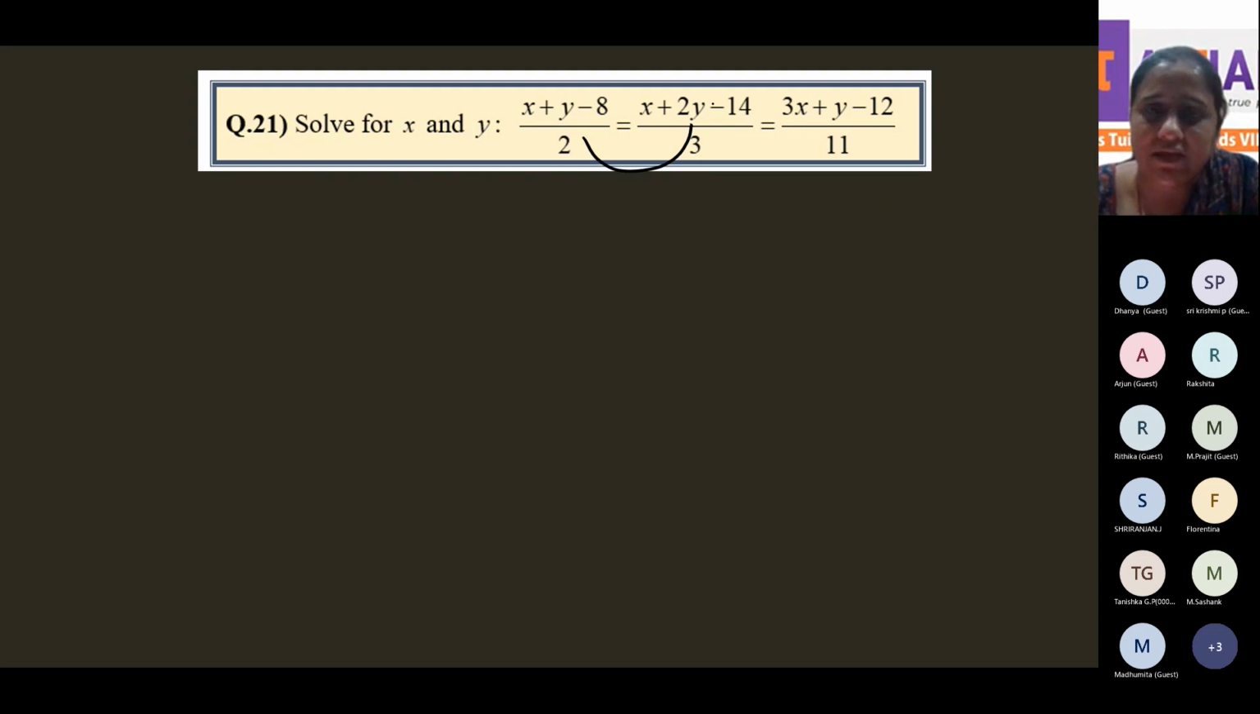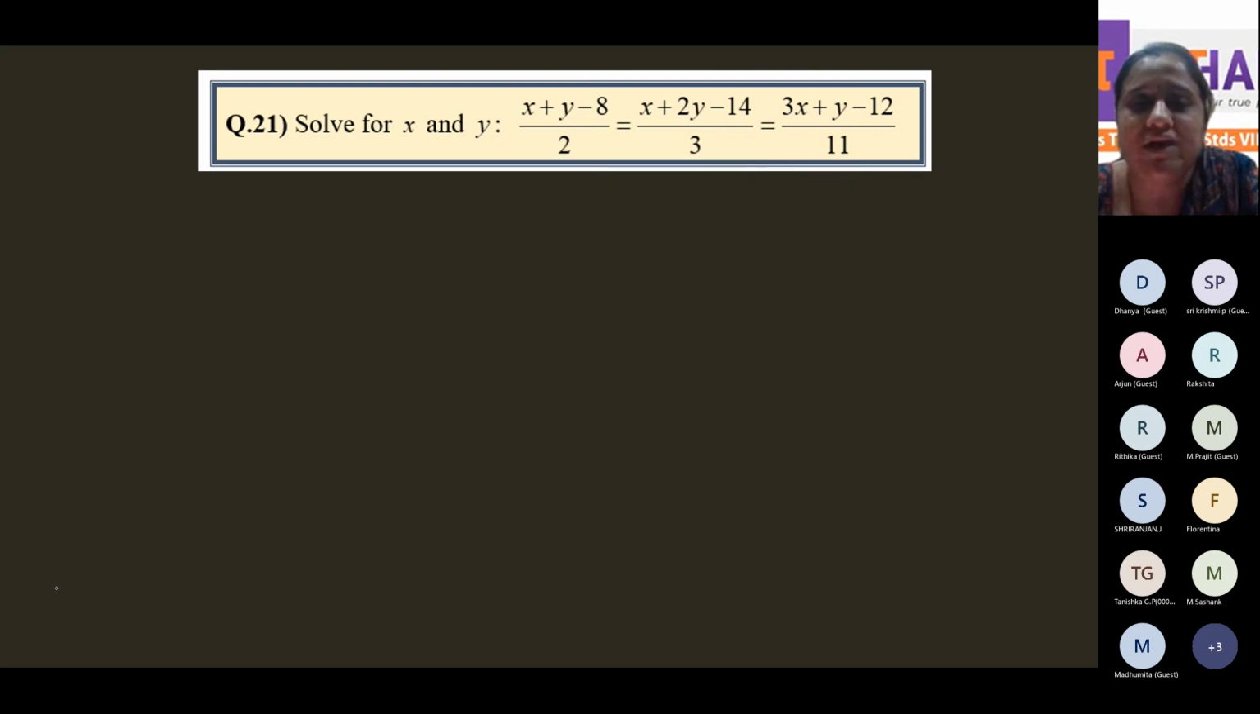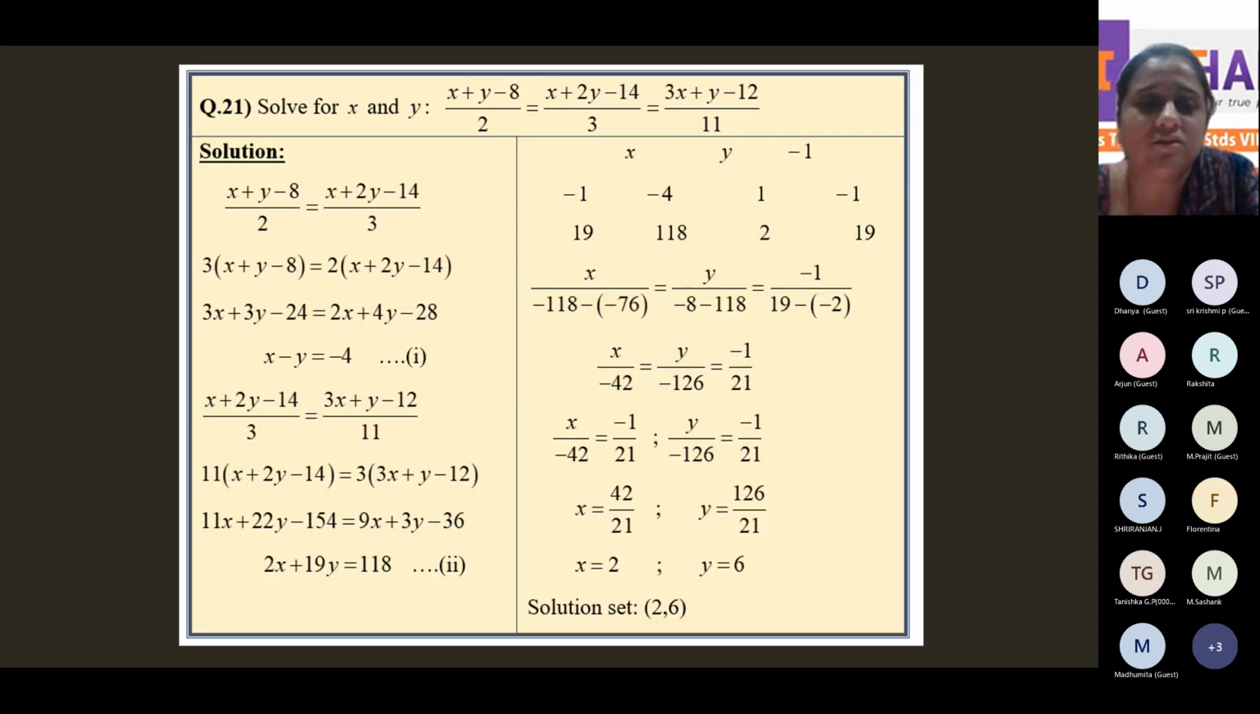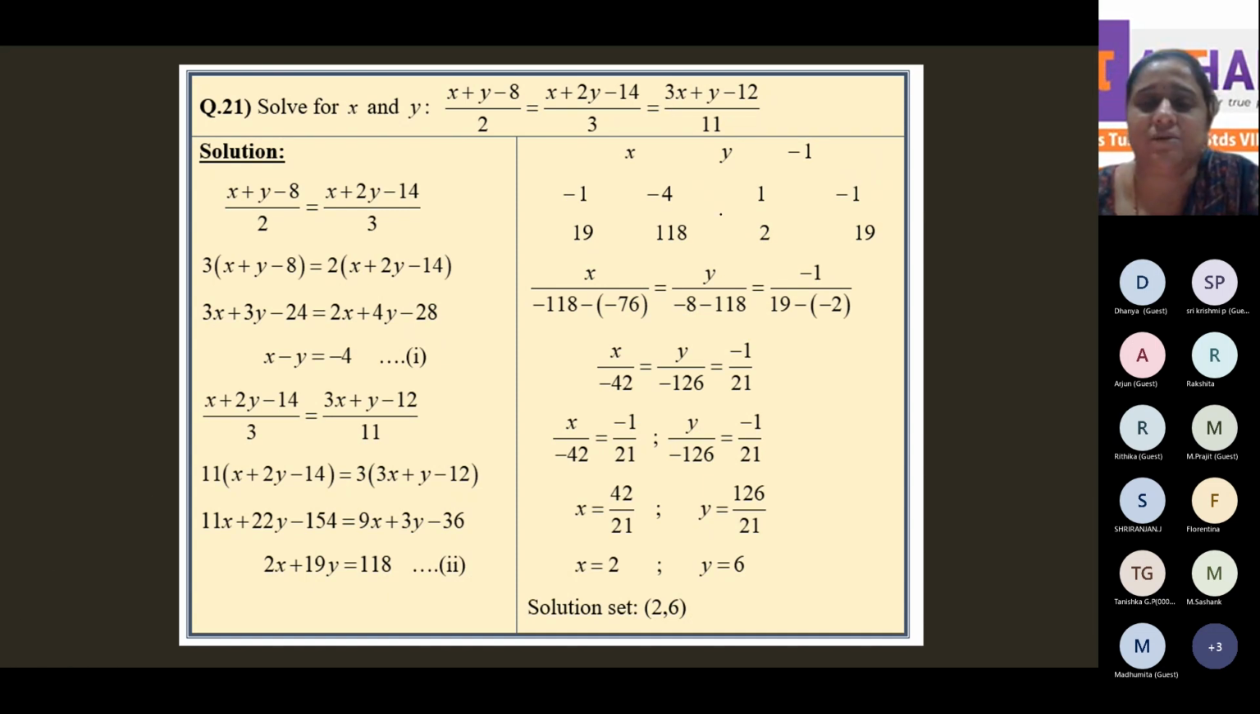You'll have to cross multiply, simplify, and get one equation in x and y. Then you can equate these two and get another equation in x and y, or equate the first and the last one. I'll show you the answer slide. Take the help of the answer slide and go through it. I have worked it by the cross multiplication method, children, but you can do it by the substitution or the elimination method. Ignore the method I've used here.